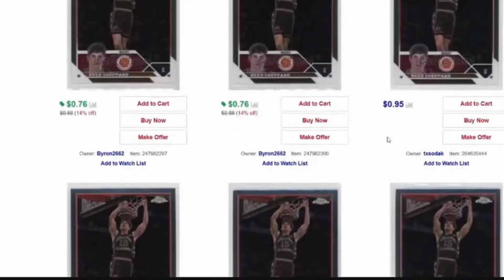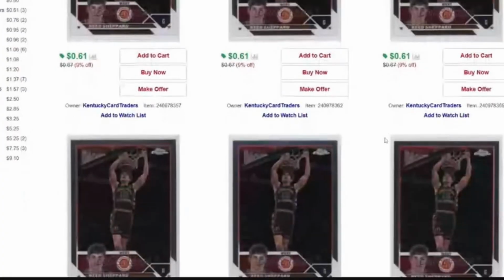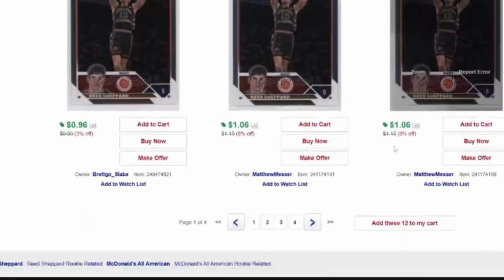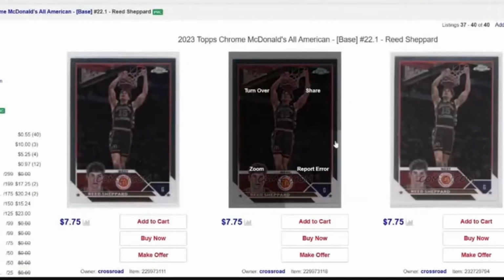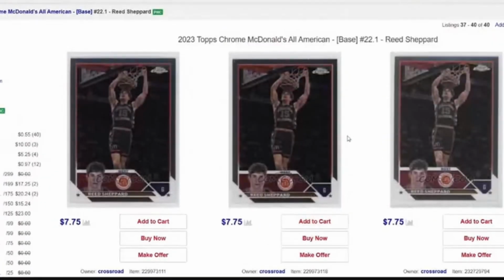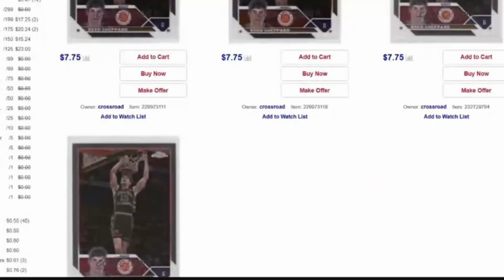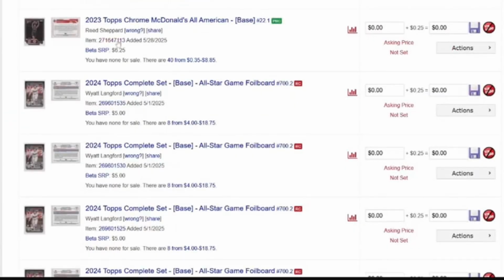Wow. Okay. So we have people who can't get rid of the card for the cost that they uploaded it to COMC, and then we have people who are charging as high as $9.10 for a base Reed Shepherd from 2023 Topps Chrome. I will not be touching that $9. I would be happy to get my money back on this one. There's 40 of them up for sale.